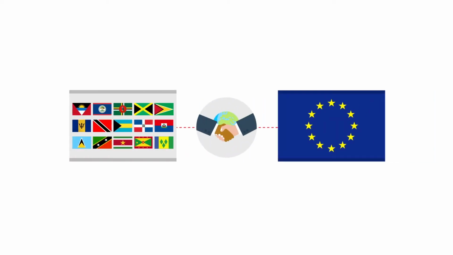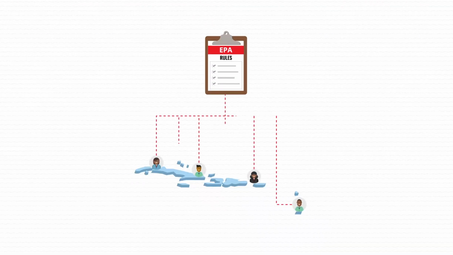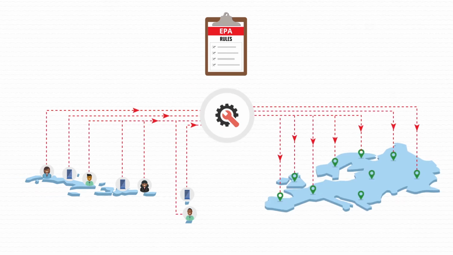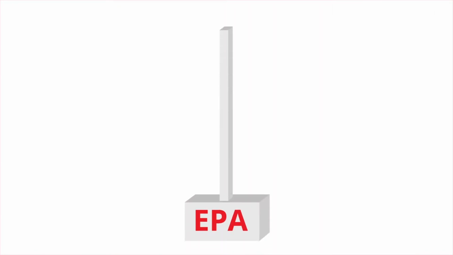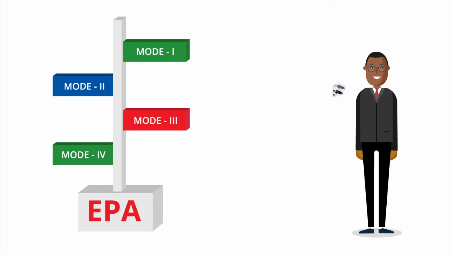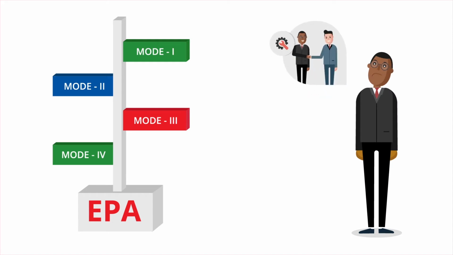The CARIFORUM EU Economic Partnership Agreement, also known as the EPA, sets out rules to guide individuals or firms wanting to provide services from CARIFORUM countries to nationals in the European Union or vice versa. The EPA sets out 4 modes or ways in which you can supply your service whether or not you are dealing with your client in person.